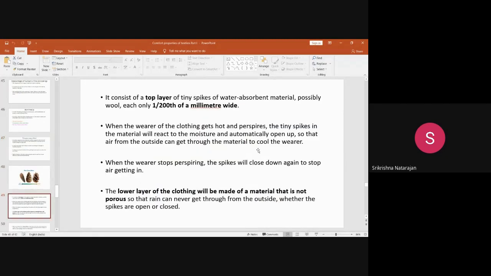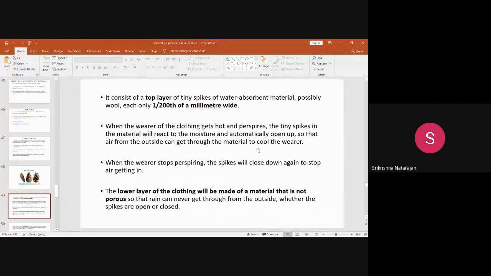So how is this fabric made? The fabric consists of two layers, where the top layer consists of tiny spikes of water absorbent material, for example wool. Wool has very good absorption, and on the surface it has small spikes, each around 1 by 200 of a millimeter wide. The top layer is made of wool, and the lower layer is made of a material that is not porous.